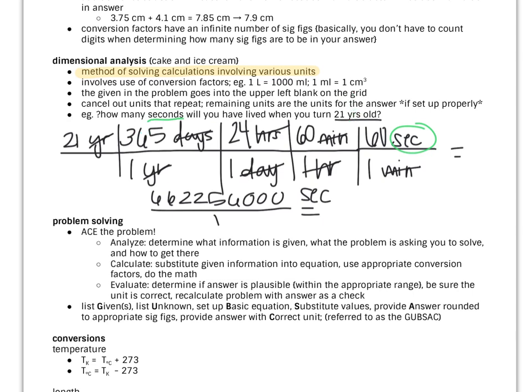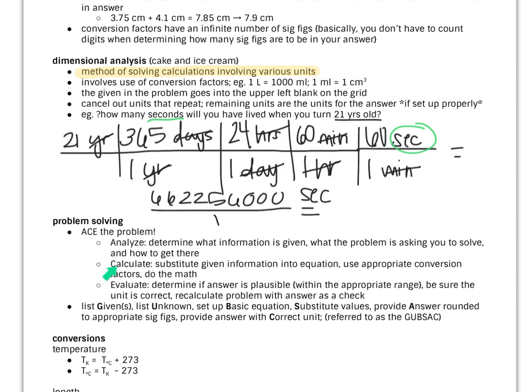We know that there's no direct conversion factor to get us from years to seconds. Yes, someone's already done the math and you could Google it and get it. But this way we know all the conversion factors are correct if we do it the long way. So we knew how to get there, that we had to go from years to days to hours to minutes and then finally to seconds.